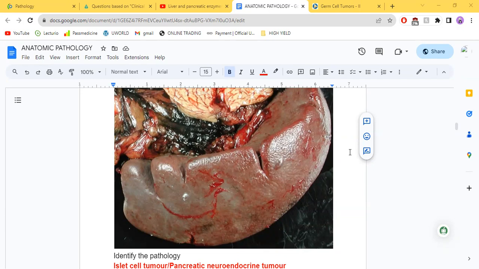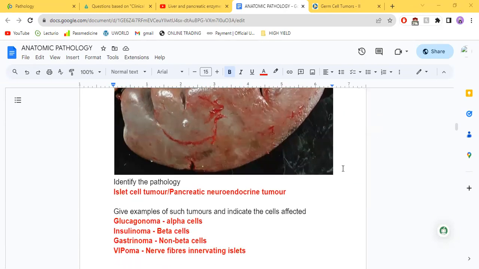Yes, so somatostatinoma. You guys are doing well. Okay, so those are the examples of some tumors that this might be. Because we've said these are islet cell tumors, and some of the cells present in the pancreas are alpha, beta, and delta, and we've come up with the pathologies that will affect each of those cells. So for the alpha cell, we said a glucagonoma.